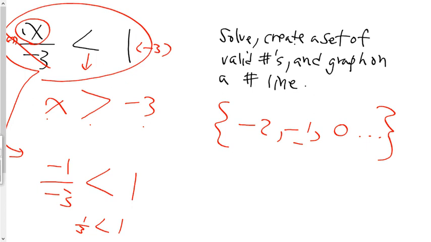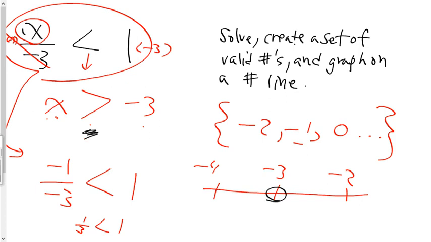When we graph it, we're going to take our negative 3 in the middle. Negative 4 would be over here. Negative 2 would be here. Open boundary point this time because it does not include the number. And any number greater than negative 3 means that my number line goes that way to infinity.